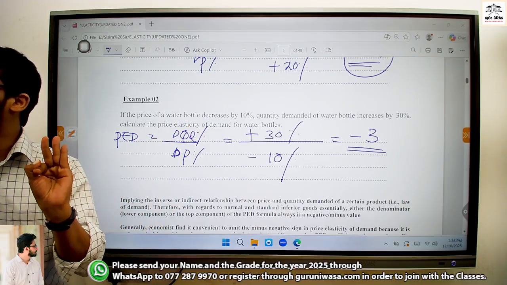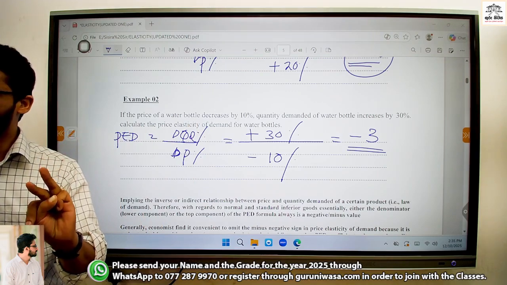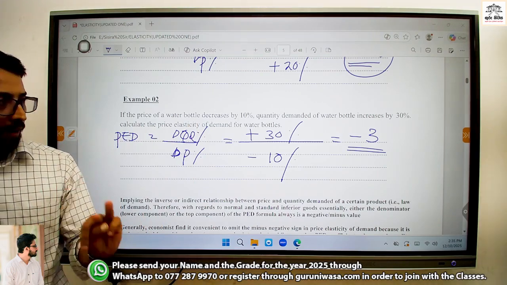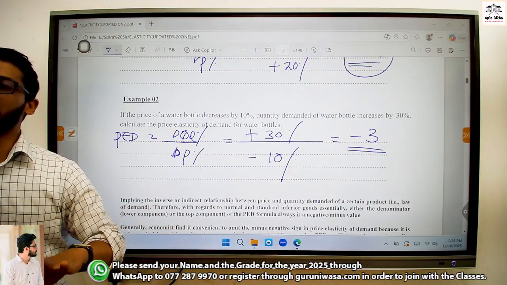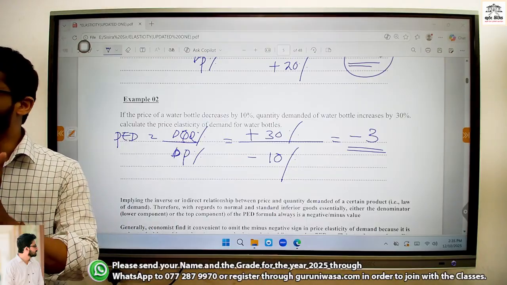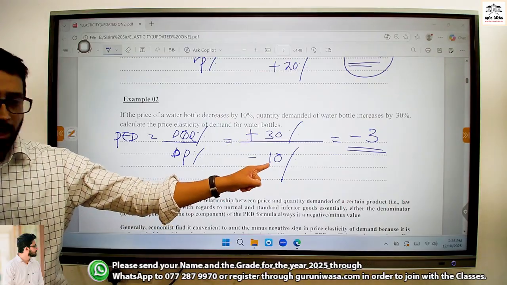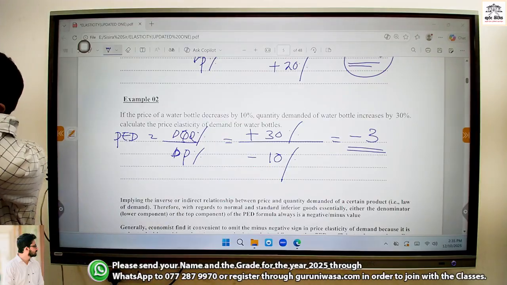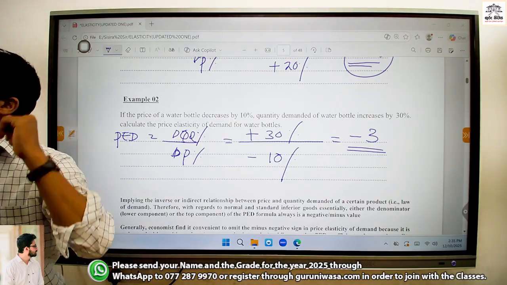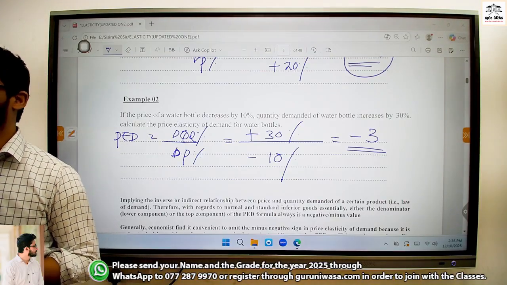Except in three situations in economics, all other situations give a minus because of the negative relationship: when one increases, the other falls. You get the point, right?